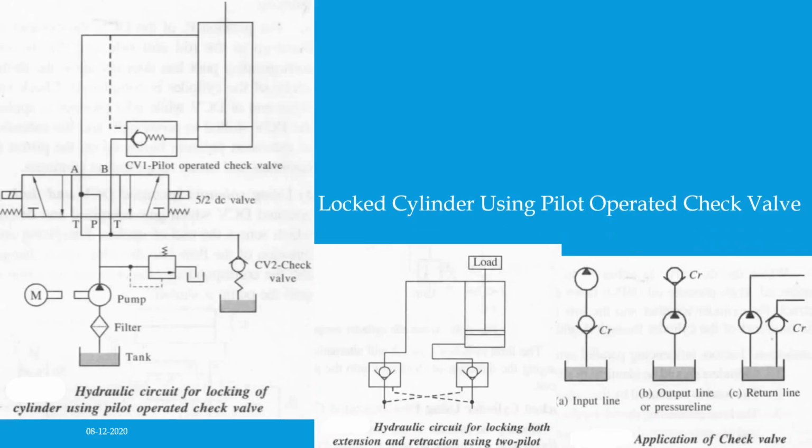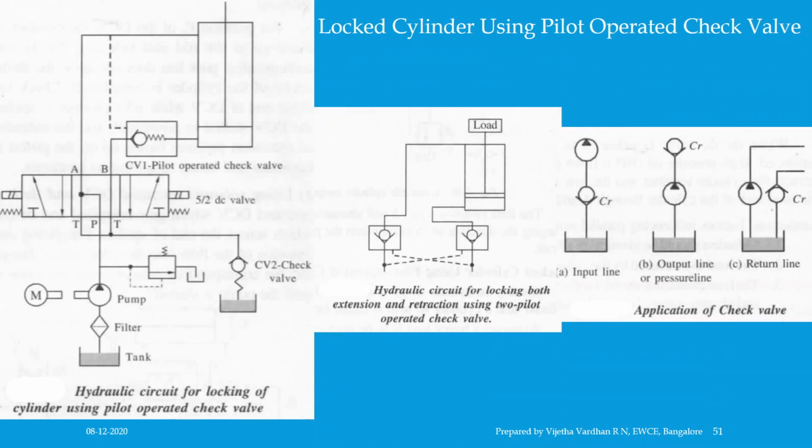Then coming to the next concept, locking of both extension and retraction of the cylinder. It is possible to lock the cylinder both for extension and retraction by blocking flow into and out of the cylinder. Two pilot operated check valves are used. The figure in the middle of the slide shows the required hydraulic circuit. The load is locked as long as the cylinder seals remain effective and neither of the lines to the cylinder are pressurized.